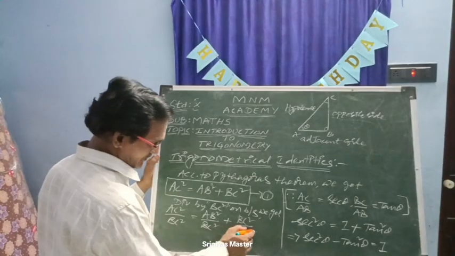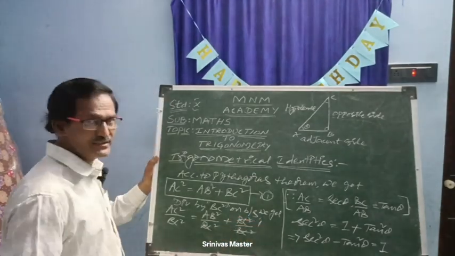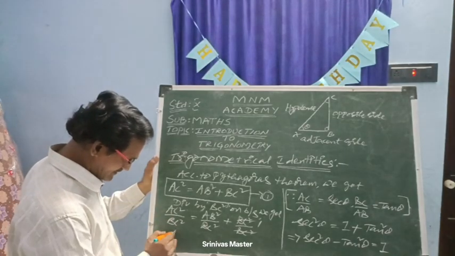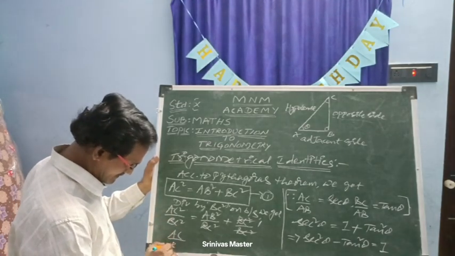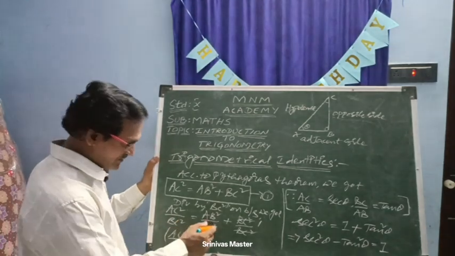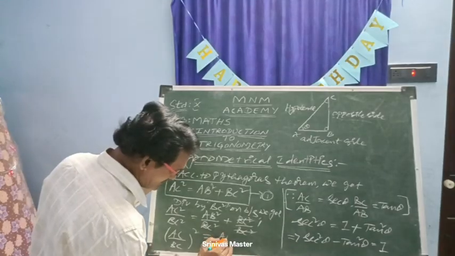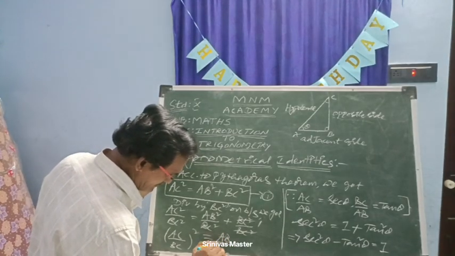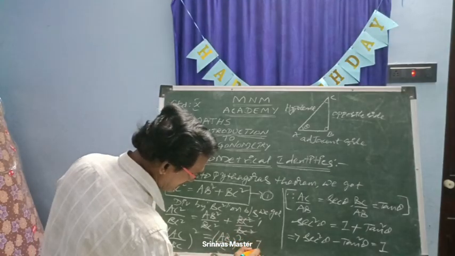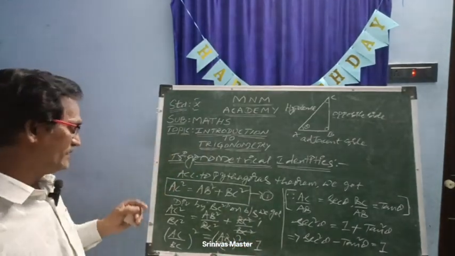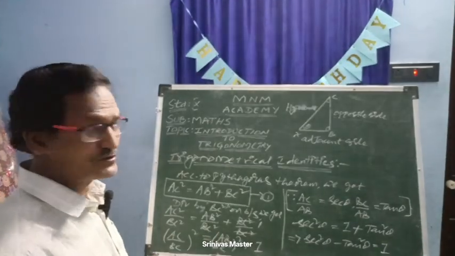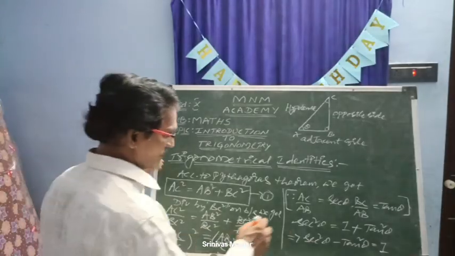Right? Now, BC square in BC square, how many times? One time will be cancelled. Now, AC square by BC square can be written as AC by BC whole square equal to AB square by BC square, which can be written as AB by BC whole square plus 1. Okay, now AC by BC and AB by BC have to be found. What ratios will become from this triangle? You'll see that now.